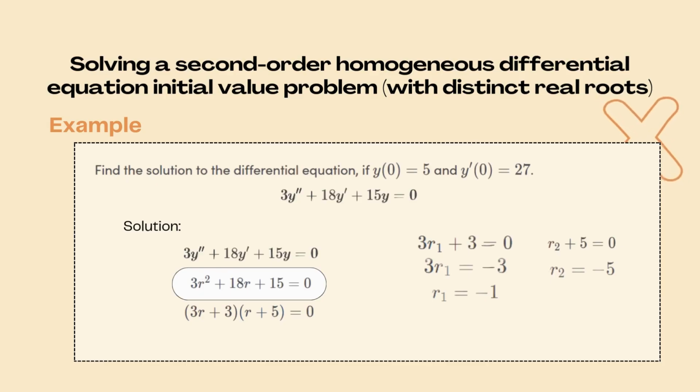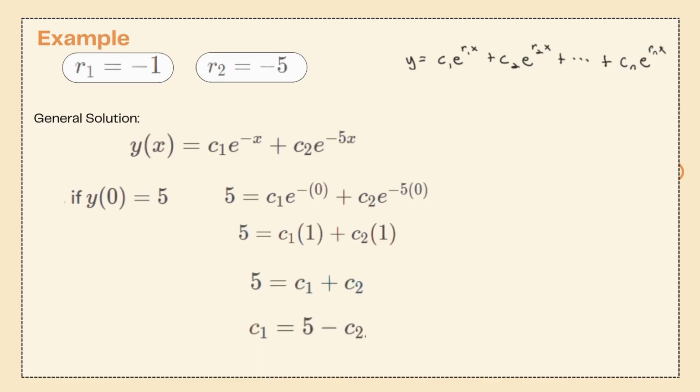Solution: 3r squared plus 18r plus 15 is equal to 0. Factor out: 3r plus 3, r plus 5 is equal to 0. So, to find r1, 3r1 plus 3 is equal to 0. Transpose: 3r sub 1 is equal to negative 3, divided by 3, r1 is equal to negative 1. So to find r2, r sub 2 plus 5 is equal to 0, r sub 2 is equal to negative 5. We already found r sub 1 and r sub 2, which are negative 1 and negative 5.